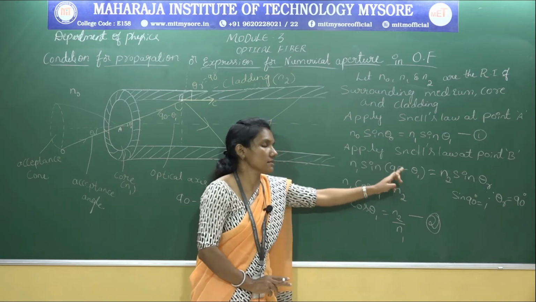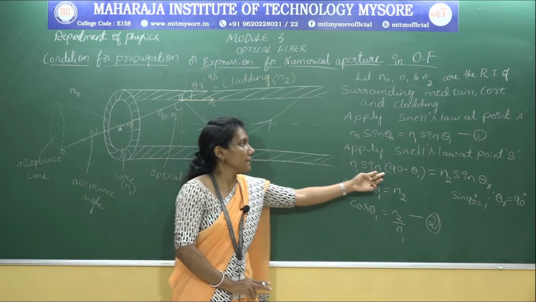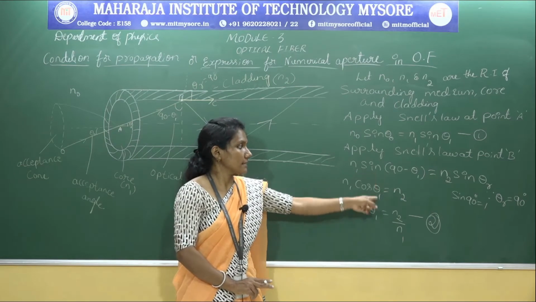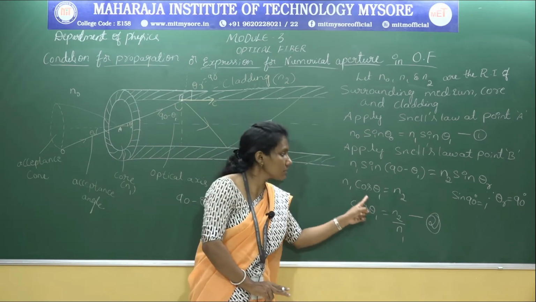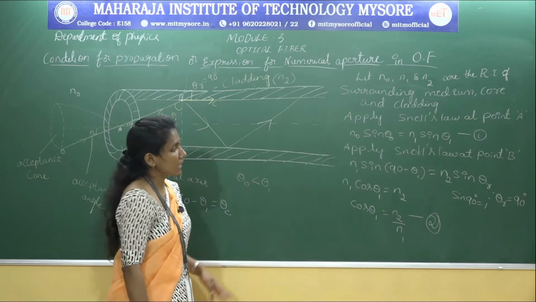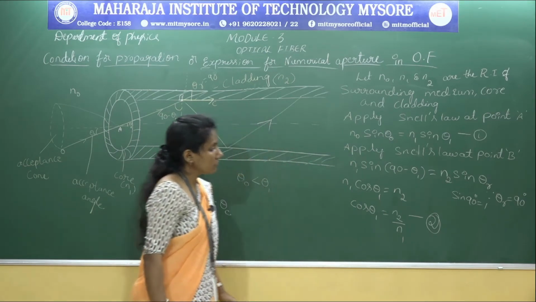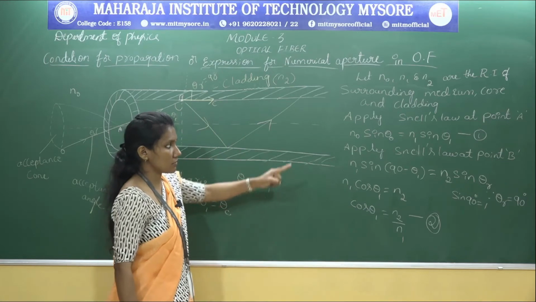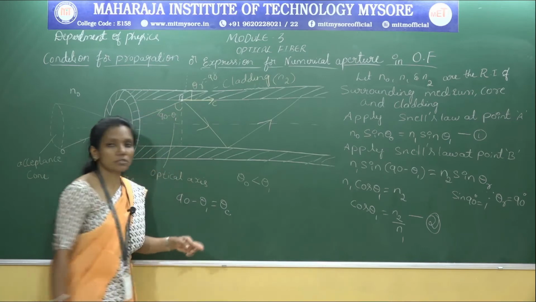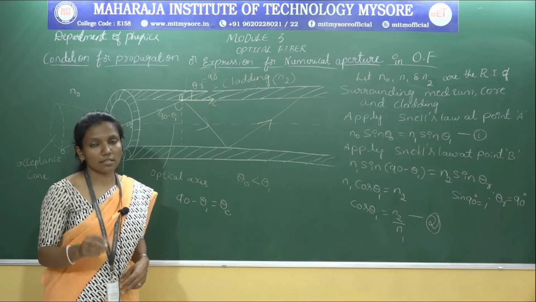But sin of 90 minus theta 1: in the first quadrant all are positive, but for 90 and 270, sin will become cos and cos will become sin. So here sin of 90 minus theta 1 will give cos theta 1. I name it as equation 2. Now we have to rearrange equation 1 in terms of sin theta 1, and we know cos square theta plus sin square theta is equal to 1. From that we get sin theta 1.